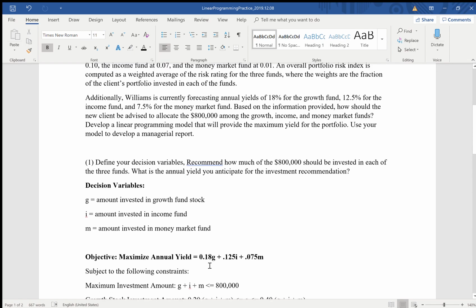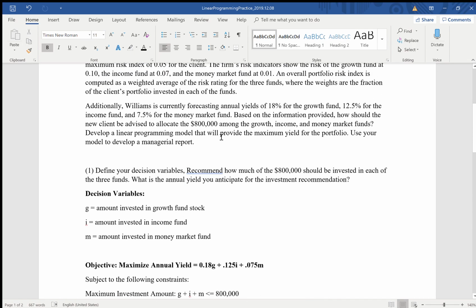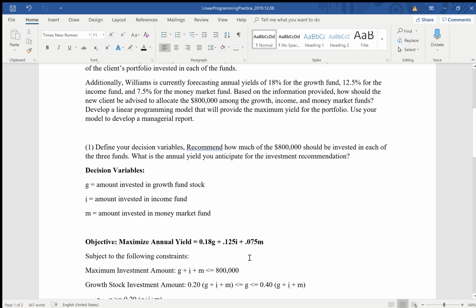All right, so here are the constraints. Here's the first constraint. You can't invest more than $800,000 because that's how much the client has. So that means that G plus I plus M has to be less than or equal to $800,000. Pretty easy. All right. Second constraint is the amount invested in the growth stock.